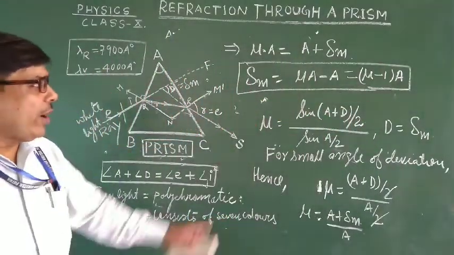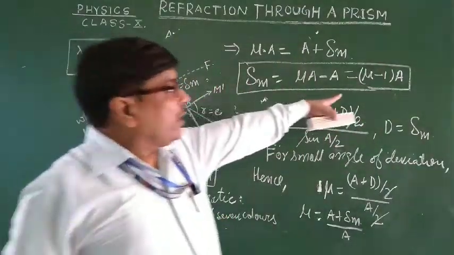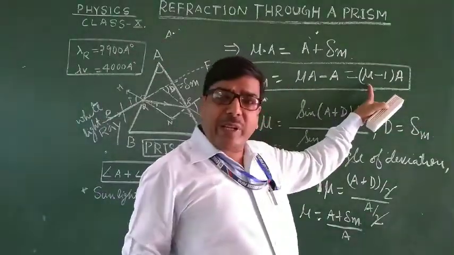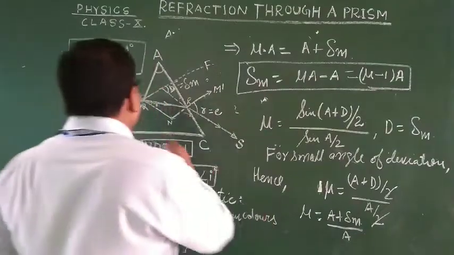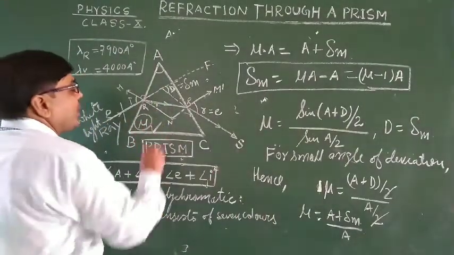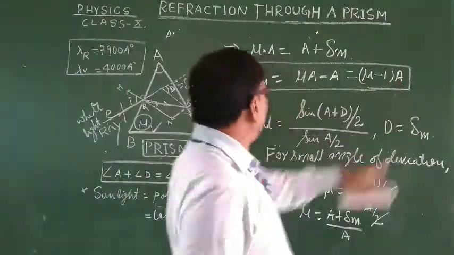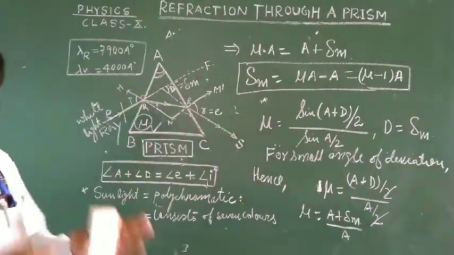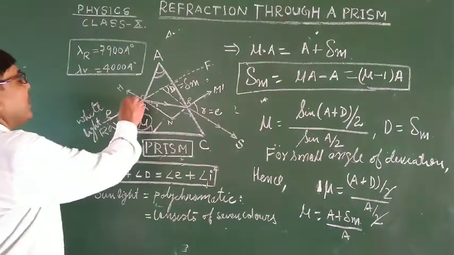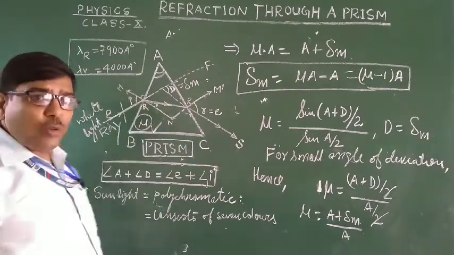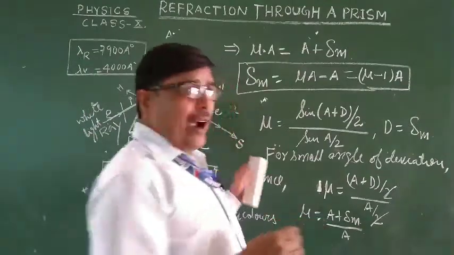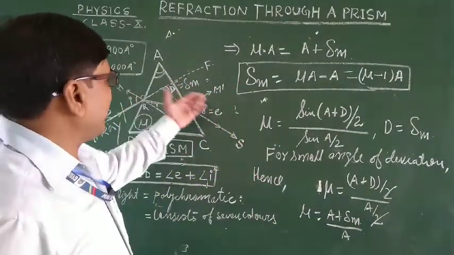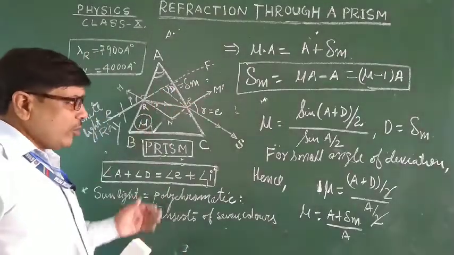So the angle of deviation clearly depends upon the refractive index of the prism, upon the angle of the prism, and the angle of the incident ray of light also matters. These are the three factors upon which the deviation angle depends.